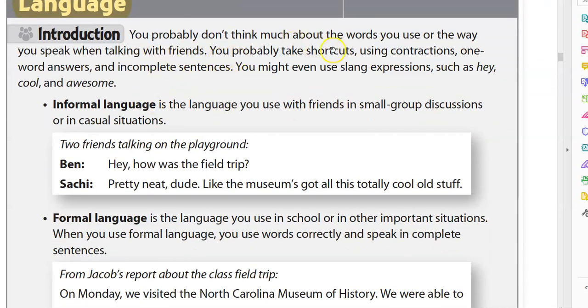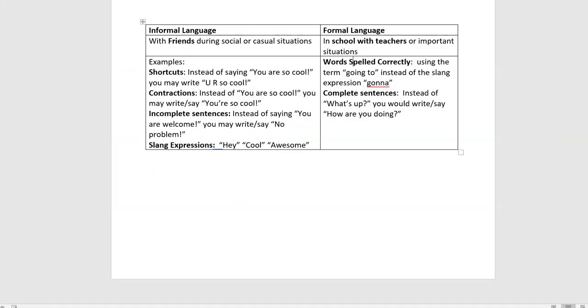You probably don't think much about the words you use or the way you speak when you're talking with friends. You probably take shortcuts using contractions, one-word answers, and incomplete sentences. You might even use slang expressions such as hey, cool, and awesome. Well, what does that mean? Let's take a look here.